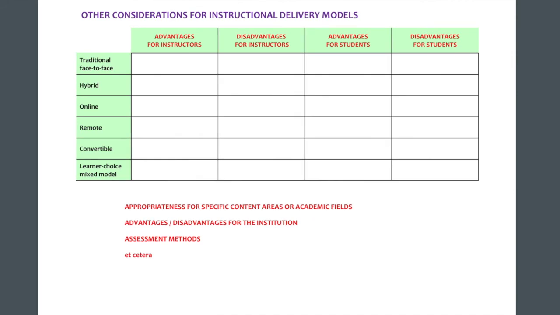We could make the same kind of chart looking at advantages for instructors, disadvantages, and disadvantages for students. We could look at appropriateness for content areas or academic fields. You could look at advantages versus disadvantages for the institution. You could look at how assessment methods would vary between these. And that does become kind of an issue, especially for the all online models, how you assess things with integrity. So yeah, there's a lot of different categories that we could look at to compare and contrast.